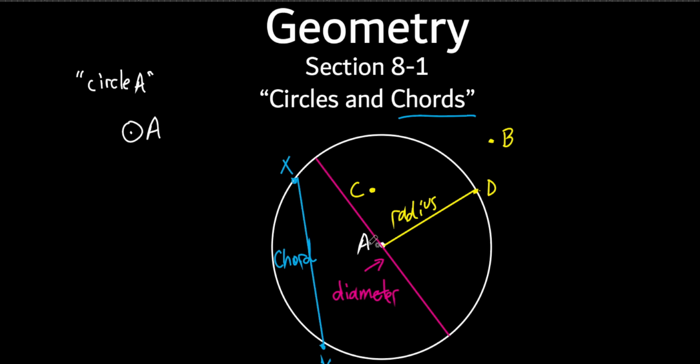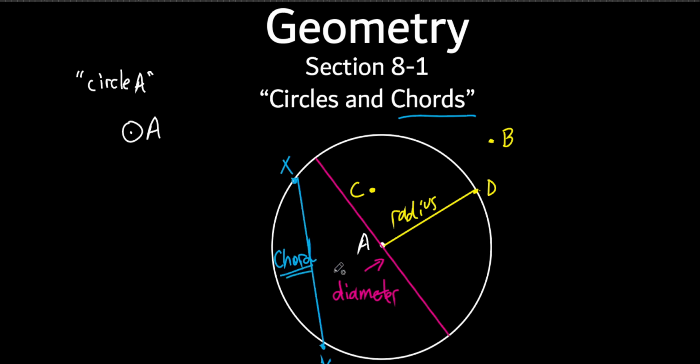But what did I say the definition of a chord was? It goes from one point on a circle to another point on a circle. Does a diameter do that? Yes. A diameter goes from one point on a circle to another point on a circle. So is a diameter a chord? Yes. Is every chord a diameter? No. This blue one right here is a chord, but it's not a diameter. Why not? Because it doesn't go through the center of the circle. All right, we straight on this?